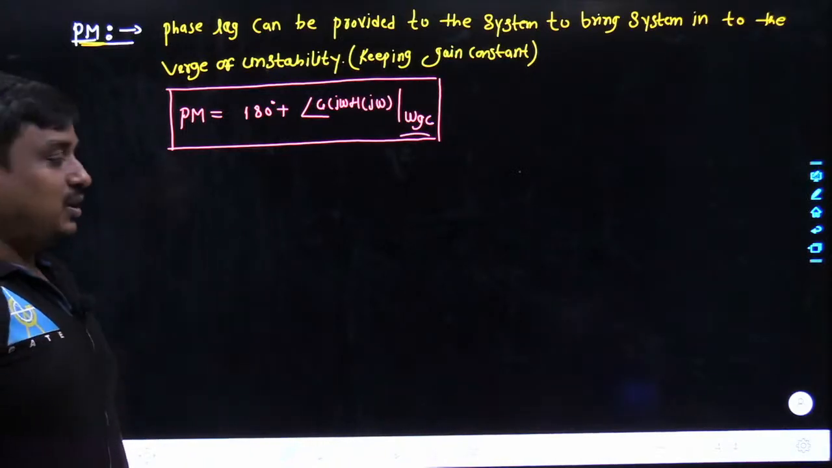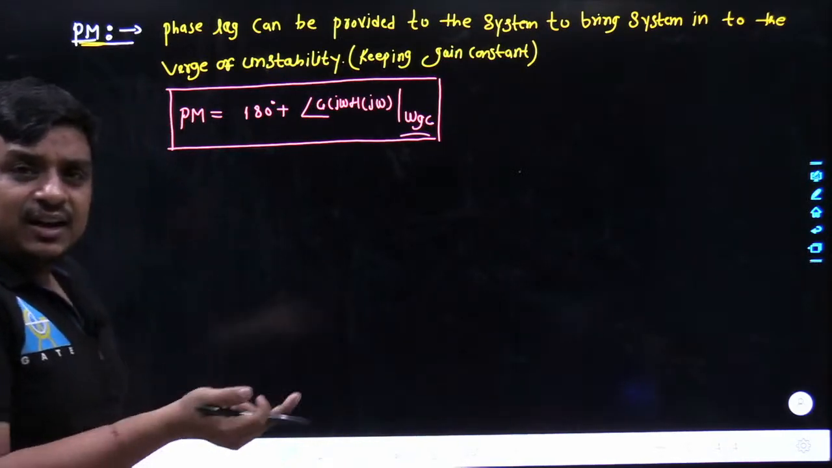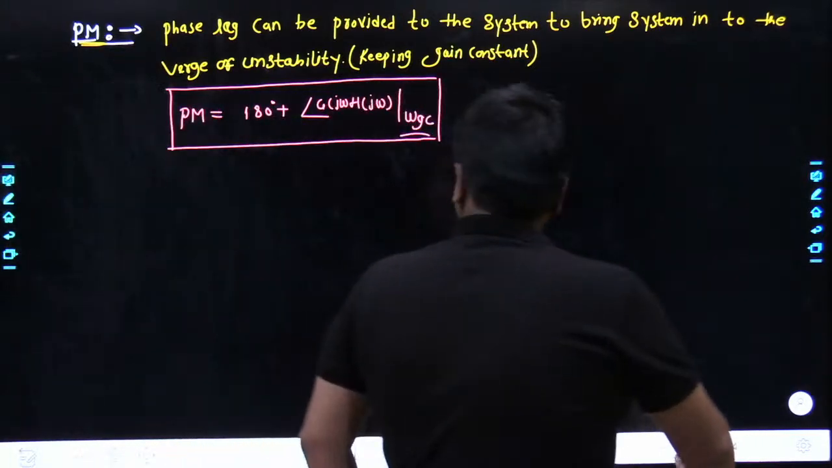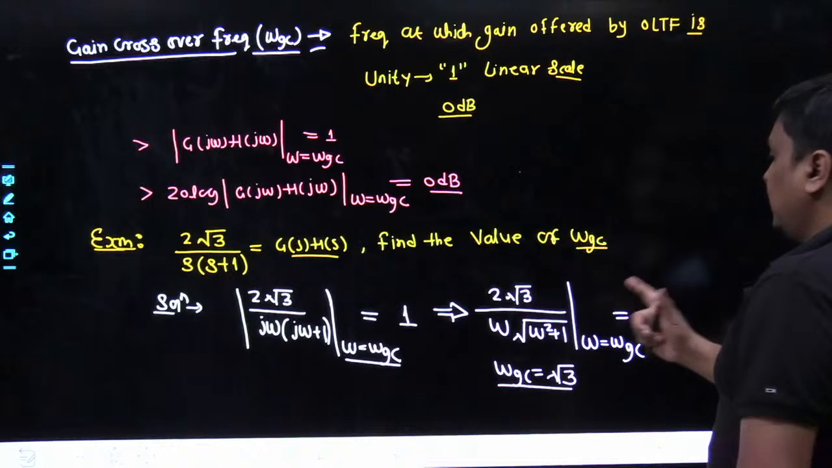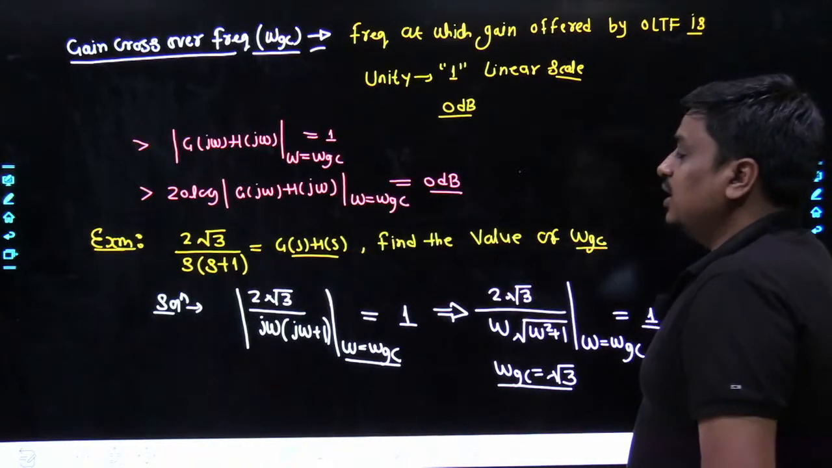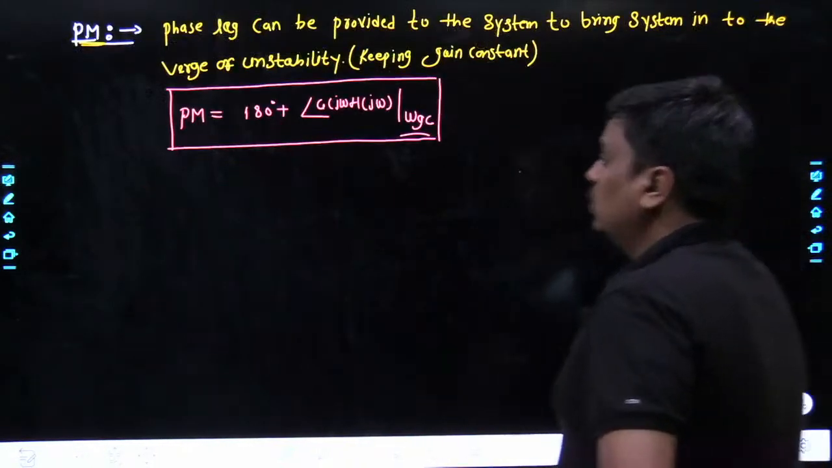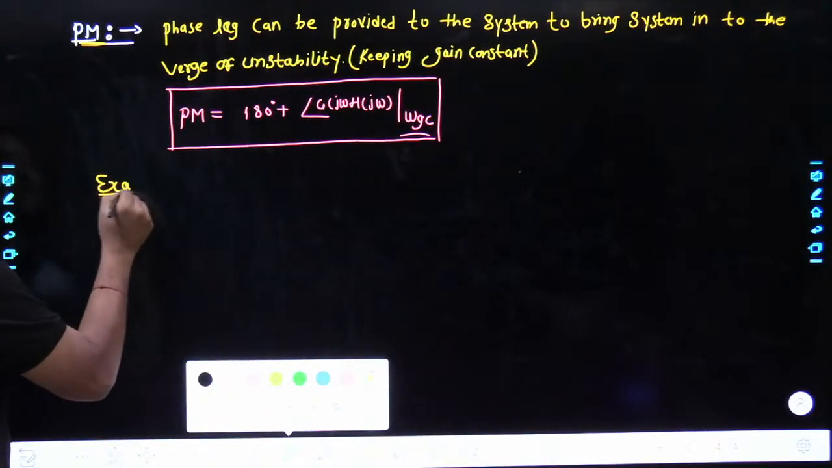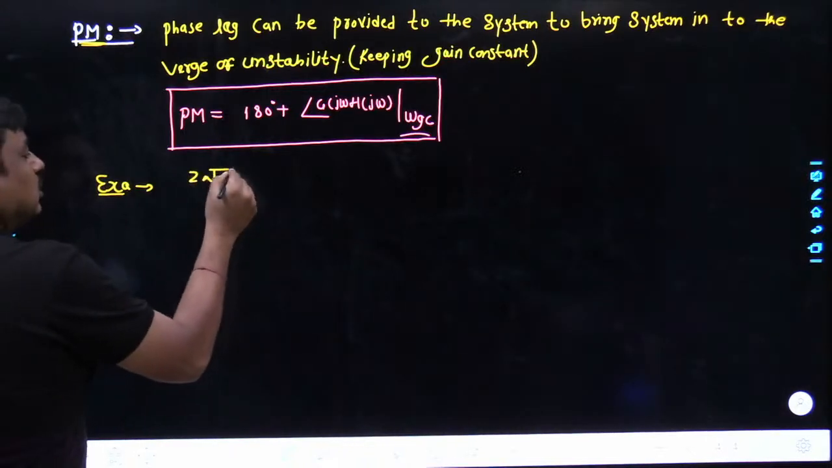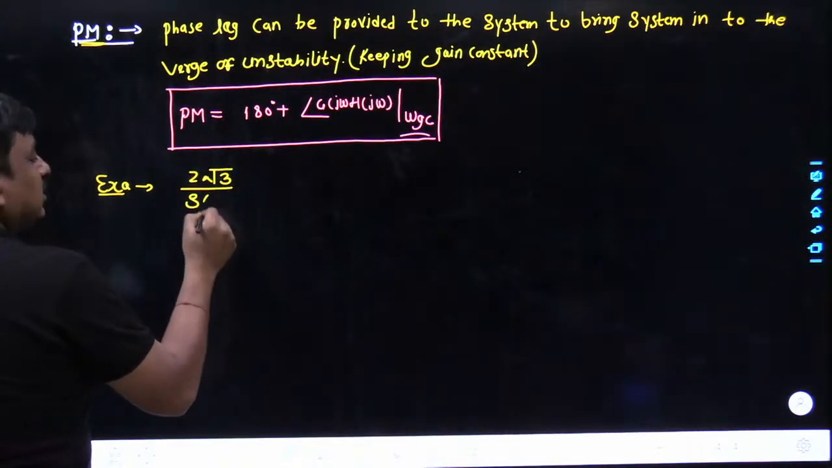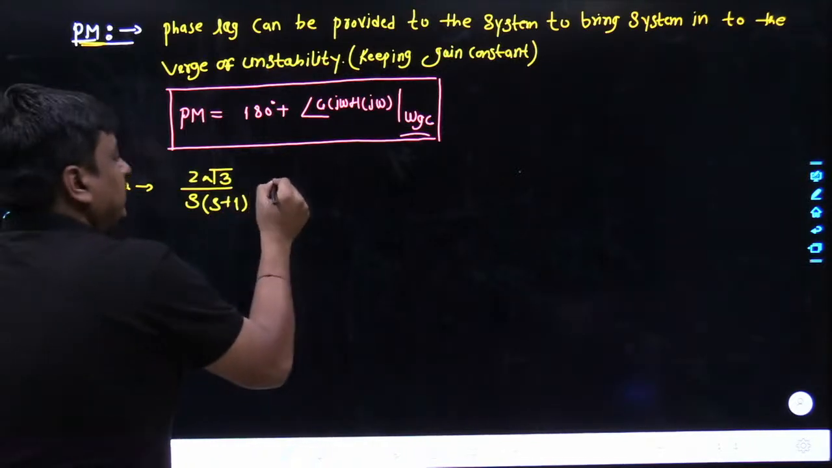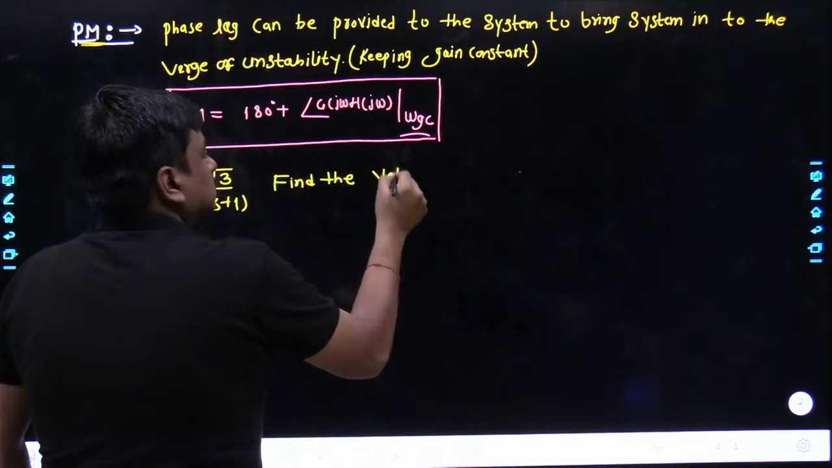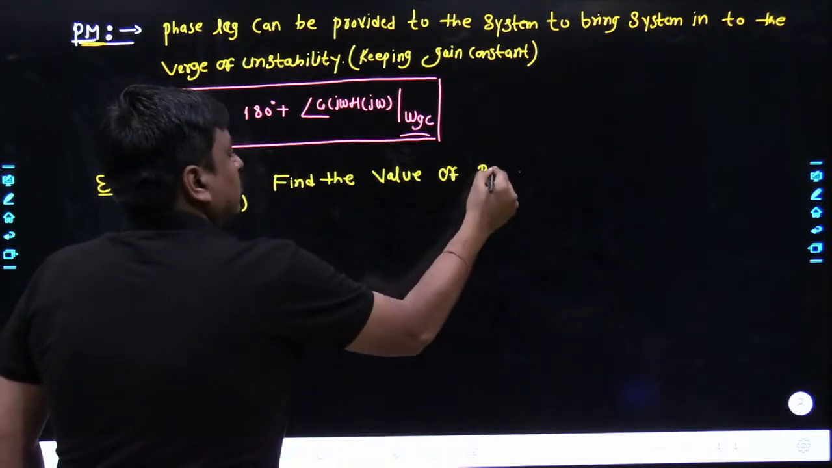Anyways, let me take an example. The problem which I have taken in the last page, I am just recalling that question again. Let me take the same problem. That means 2 root 3 divided by s into s plus 1. Let's take the example: 2 root 3 divided by s into s plus 1. Find the value of phase margin for the given OLTF.